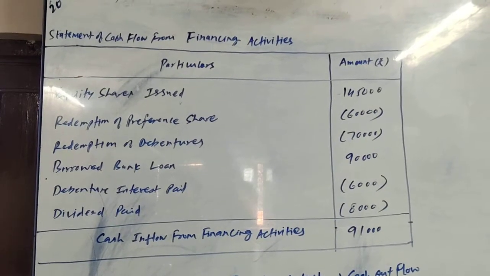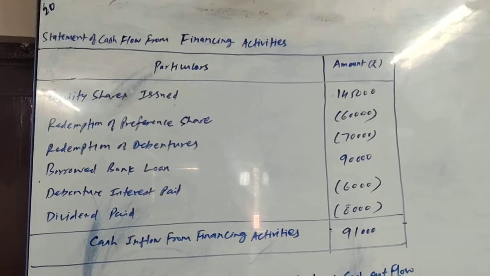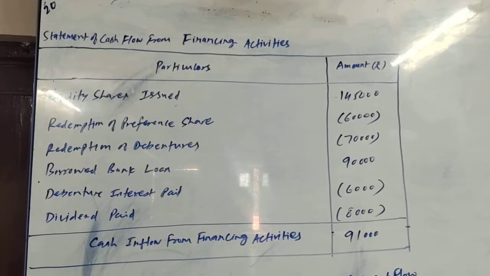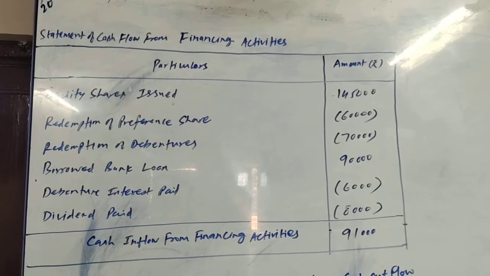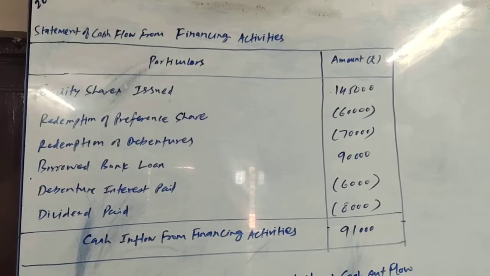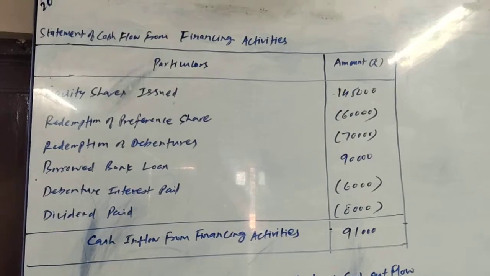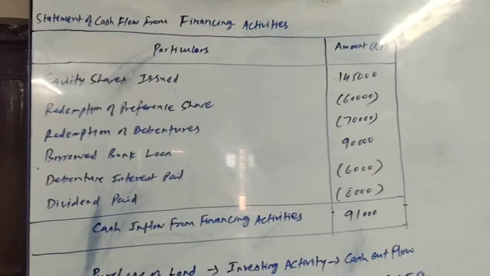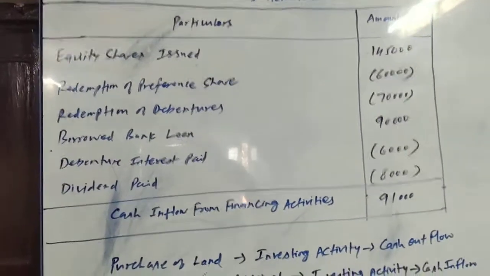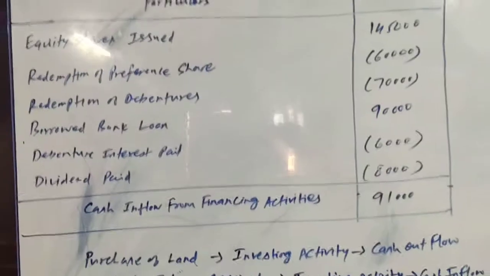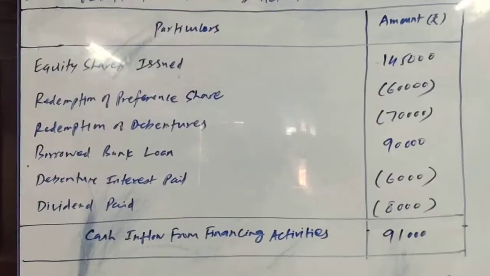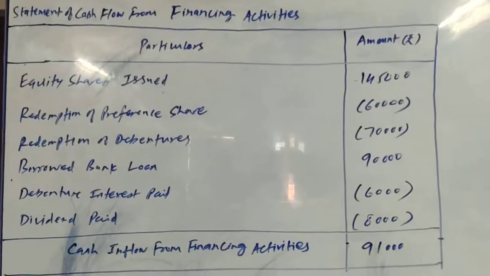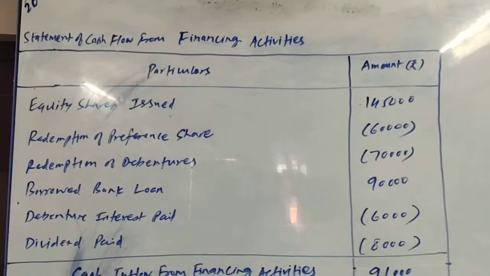Then borrowed bank loan, this is a cash inflow, so 90,000 is written in the amount column. Then debenture interest paid, again because of debenture interest payment there is a cash outflow, so it is written in bracket. And the last item, dividend paid, rupees 8,000, again there is a cash outflow, so written in bracket. And then finally we make the total, so the total is 91,000, which is cash inflow from financing activity, right?